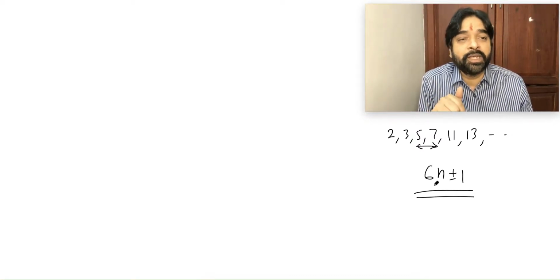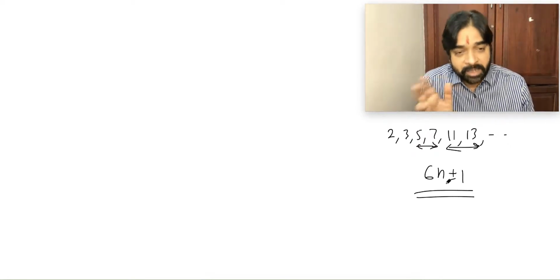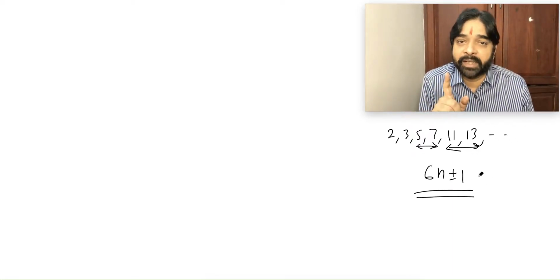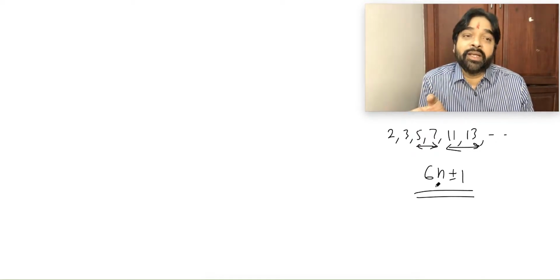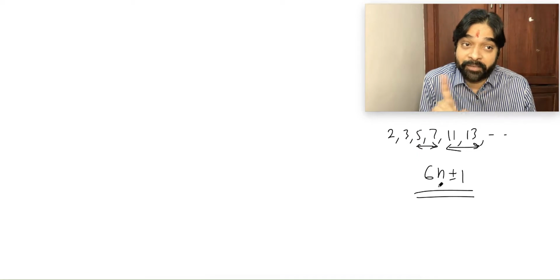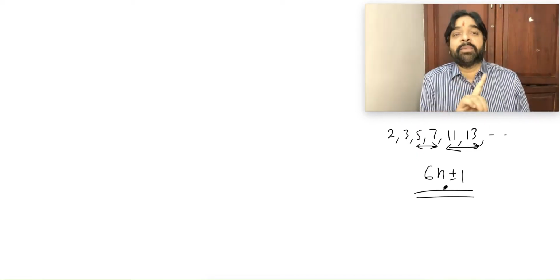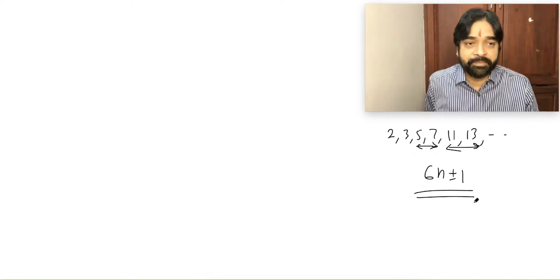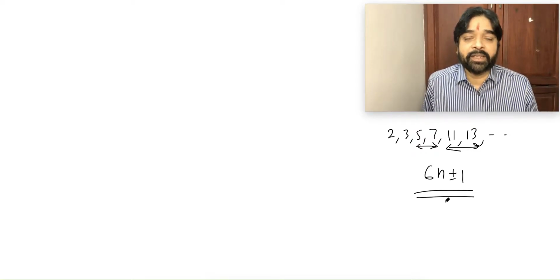n equal to 2, put it. So 11 and 13 will come. Both prime. n equal to 3, put it. 17 and 19 will come. Are you getting my point? n equal to 4, put it. You will get 23, 25. 25 is not a prime number. That's what I said. Every 6n plus minus 1 is not a prime, but every prime will be in this form. Is it clear to everybody? That is called the prime number.